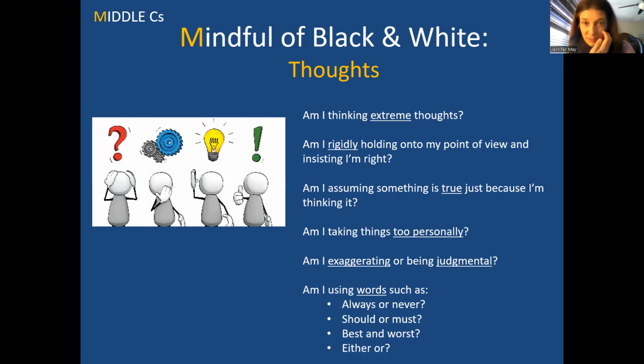Okay, so questions to ask ourselves. Am I thinking extreme thoughts? Rigidity is another component. Am I rigidly holding on to my point of view or insisting I'm right? Or insisting just because I'm thinking this, it has to be true. If I think that you don't like me, you must not like me. Or if I think I'm a bad person, maybe I'm just a bad person. Okay, am I taking my thoughts to be the truth?